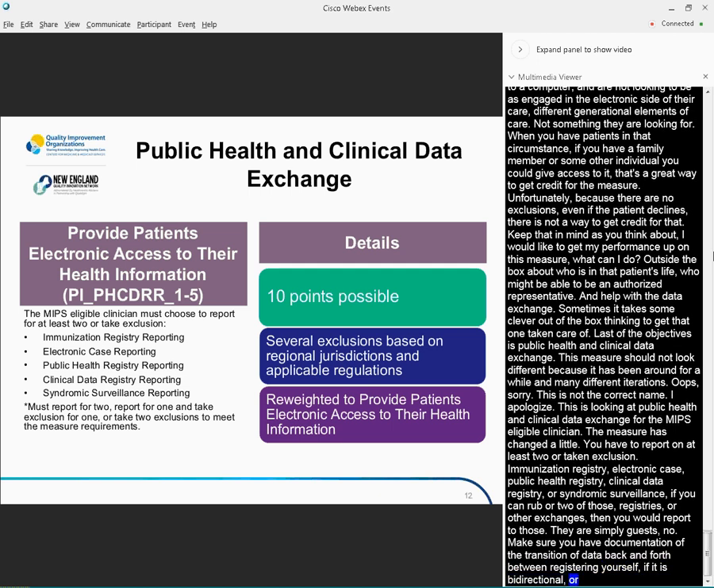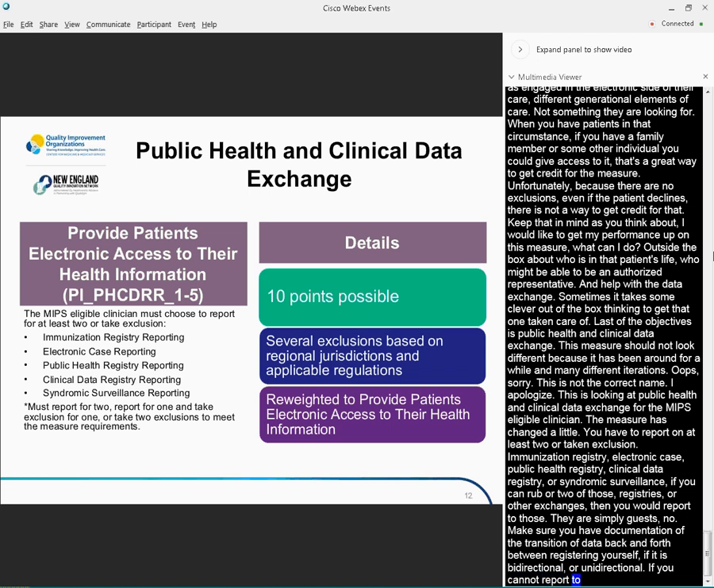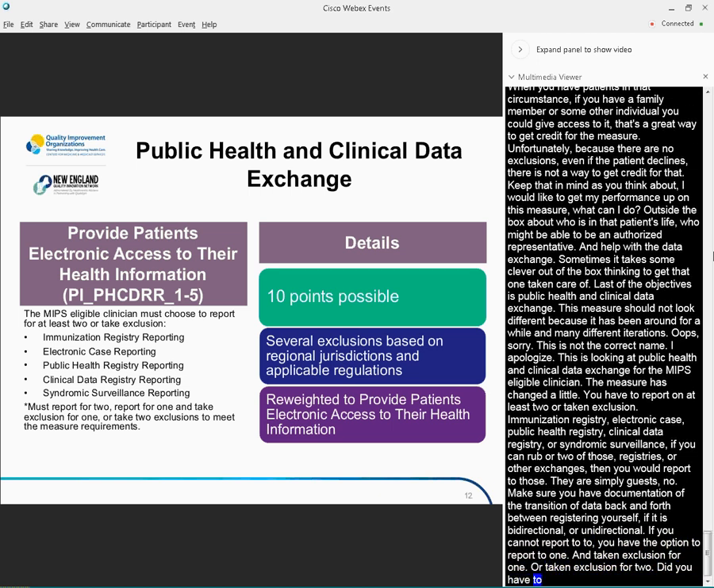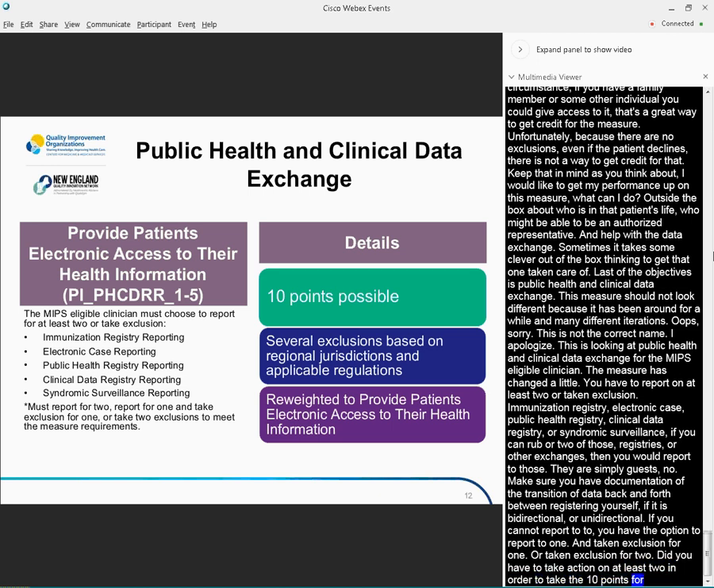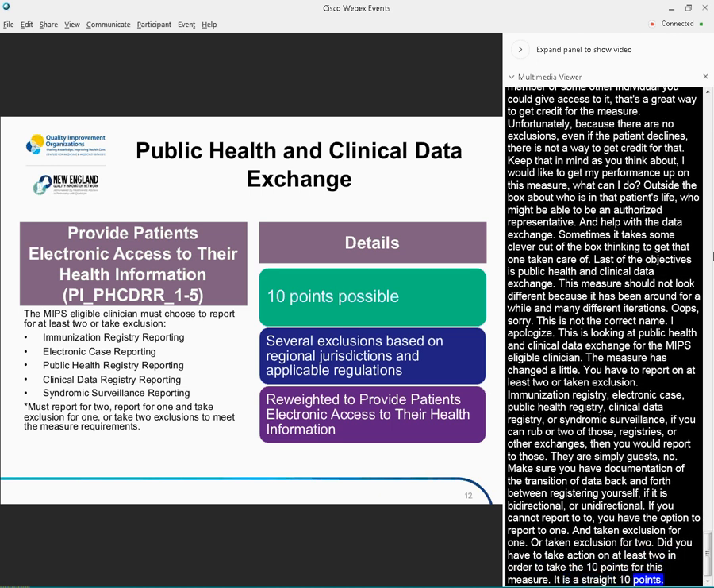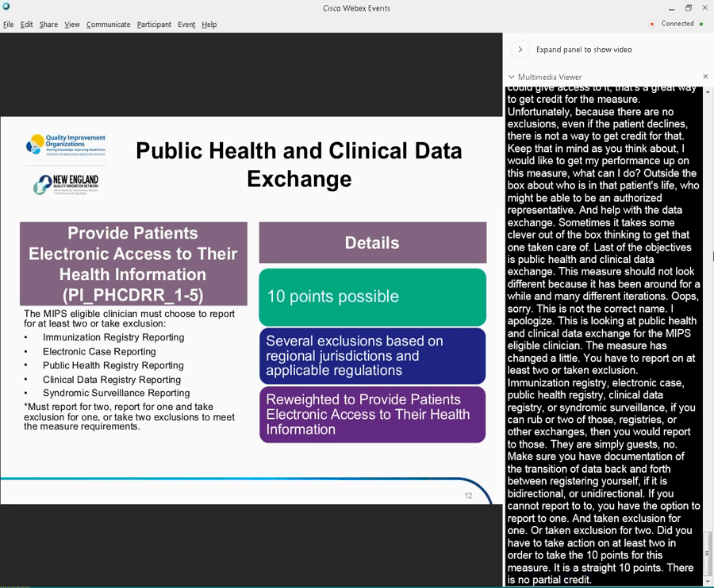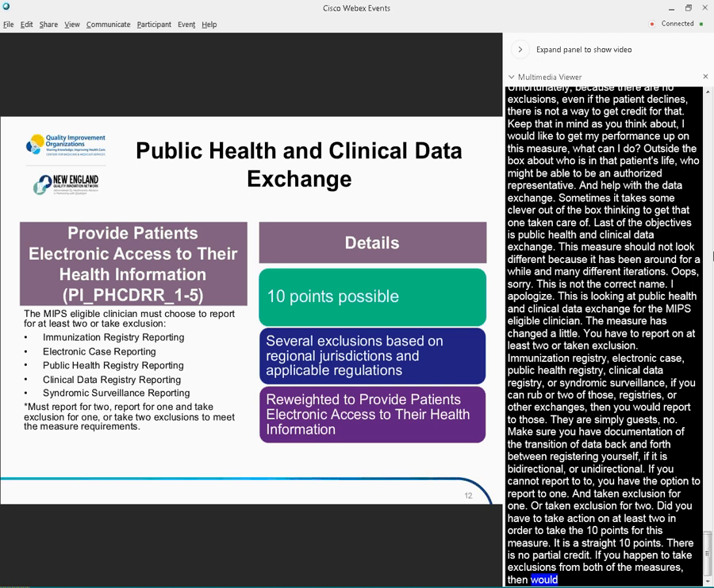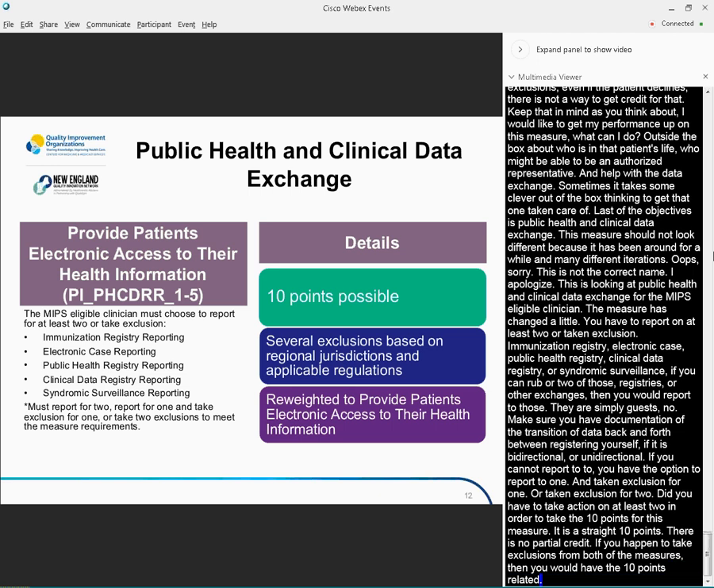Now, if you can't report to 2, you have the option to report to 1 and take an exclusion for 1, or take an exclusion for 2. But you have to take action on at least 2 in order to take the 10 points for this measure. It's a straight 10 points. There's no partial credit. If you happen to take exclusions for both of the measures, then you would have the 10 points reweighted to the provide patient electronic access to their health information measure, the one we just talked about with the portal. So that measure will go up to 50%.